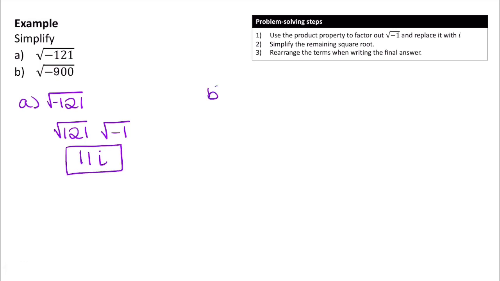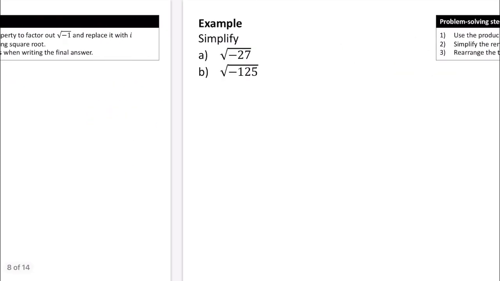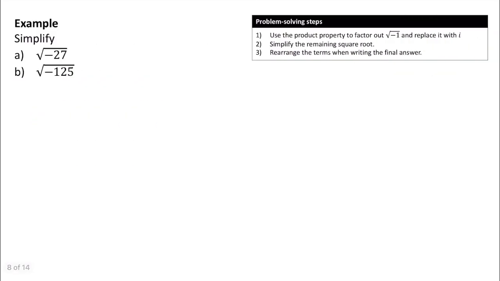Now let's try B. So we have the square root of negative 900. I can rewrite this as the square root of 900 times the square root of negative 1. The square root of negative 1 is i, and then 900 is also a perfect square. The square root of 900 is 30, so I can just rewrite this as 30i. So now let's try simplifying these expressions.